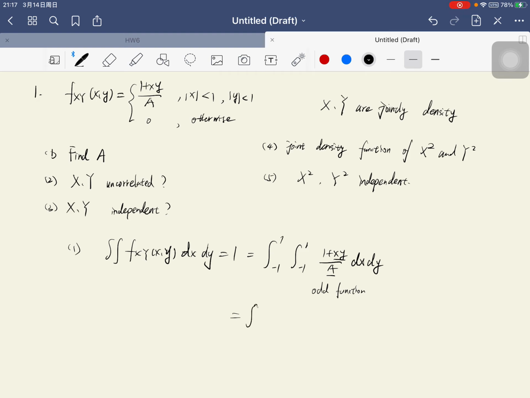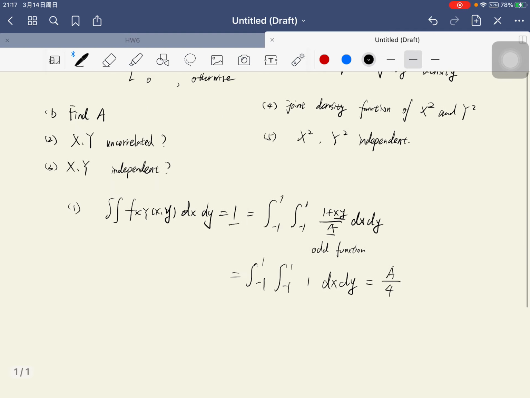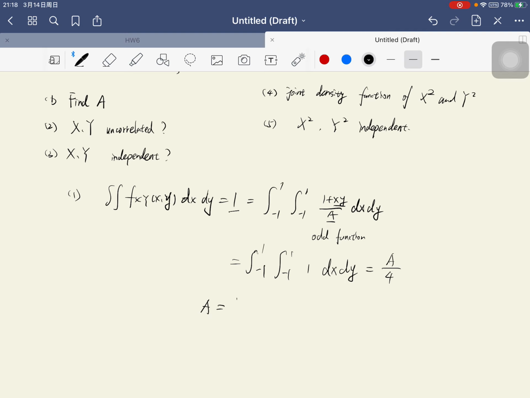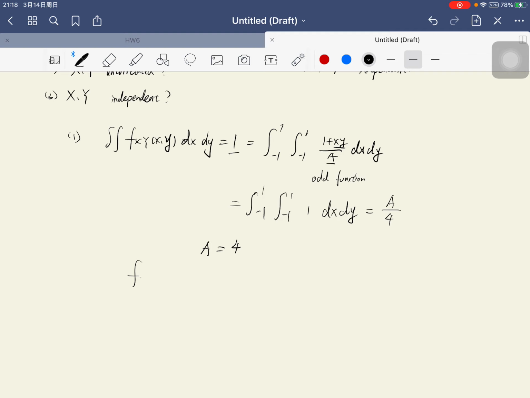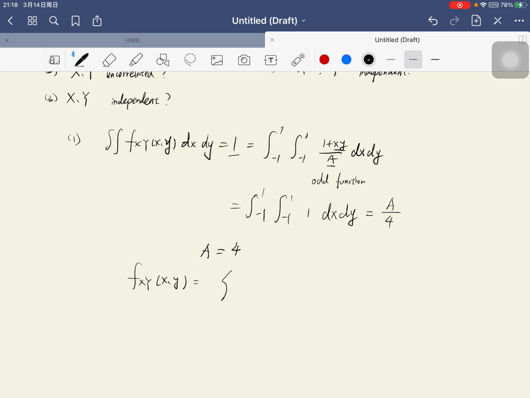So it is equal to the integral from -1 to 1 and -1 to 1 of dx dy, which is equal to 4 over a, and that equals 1, so a is equal to 4. The density function of (X, Y) is equal to 1 plus xy over 4 when the absolute value of x is smaller than 1 and the absolute value of y is smaller than 1, and otherwise it is equal to 0.